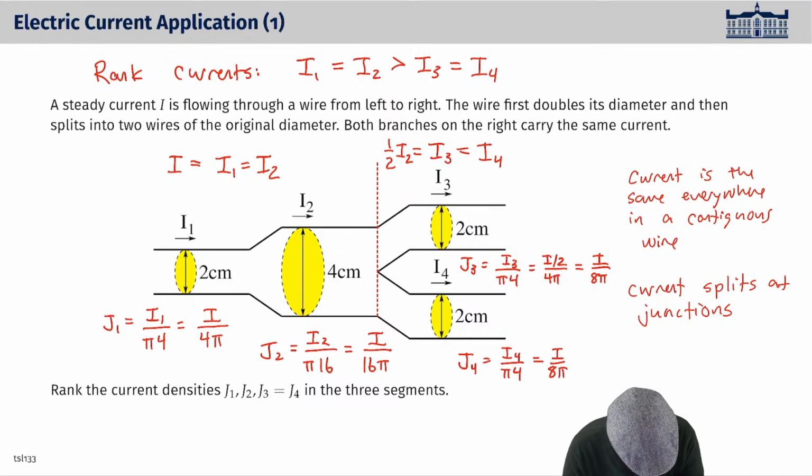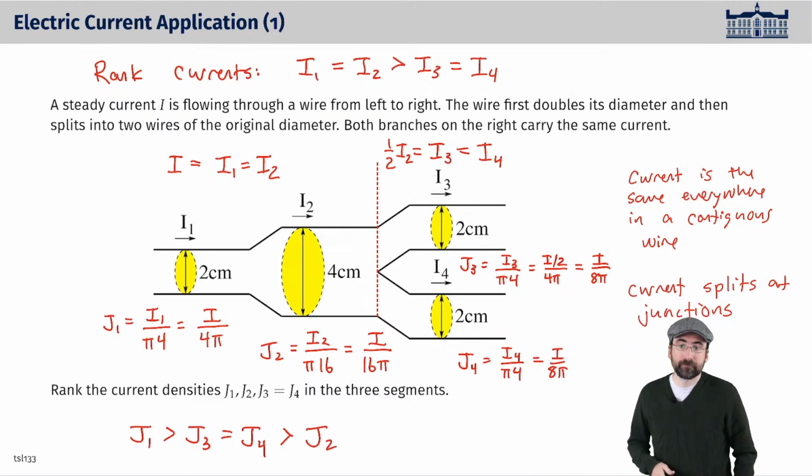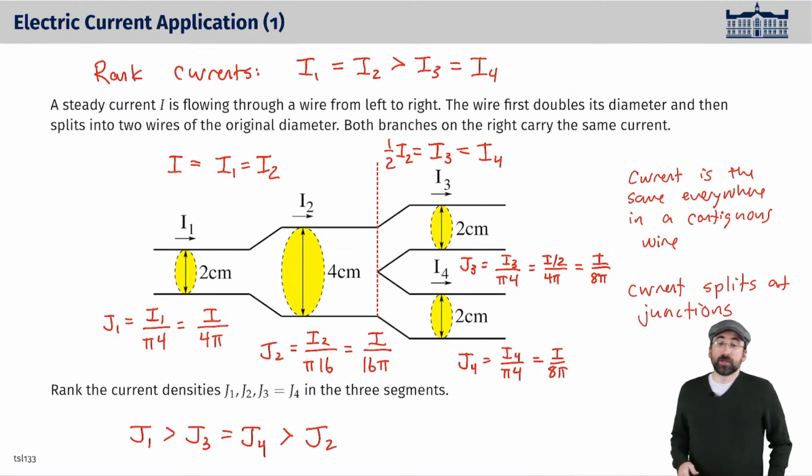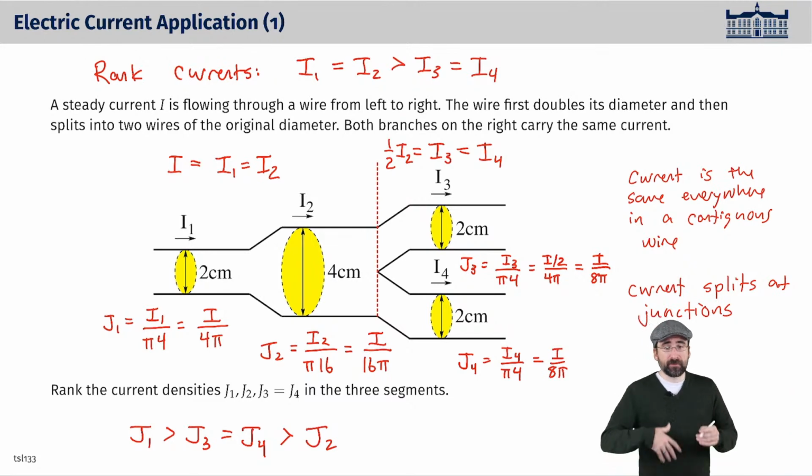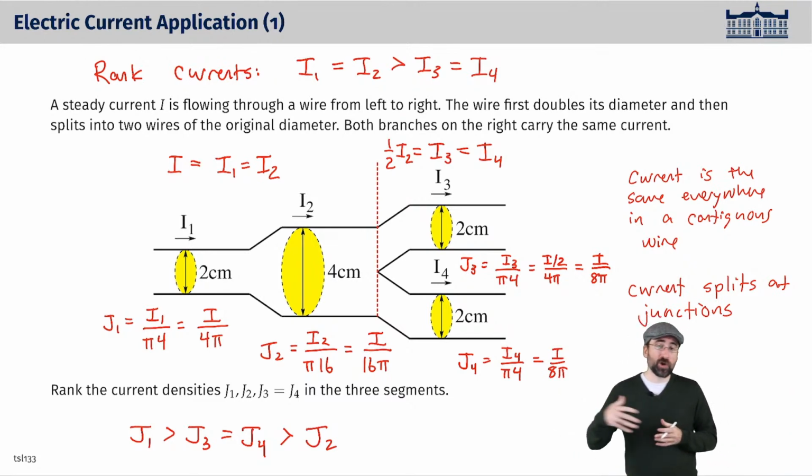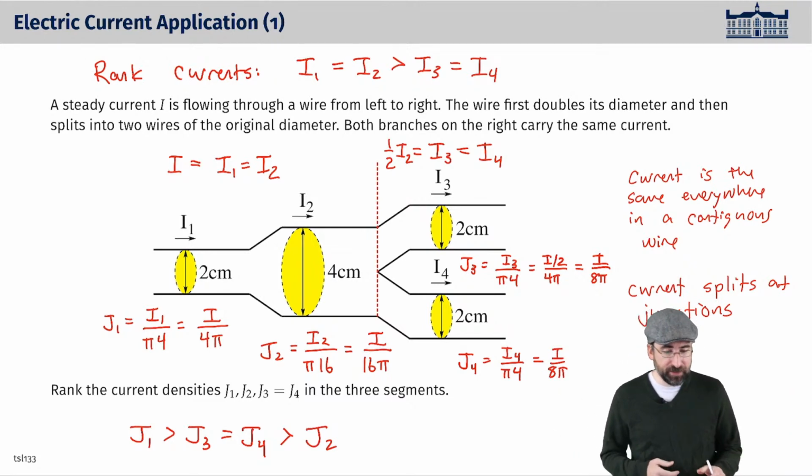then let's see. This should be J1 is larger than J3, which is equal to J4, which is larger than J2. So this gives us a way of building up our intuition for how current behaves and how that relates to current density.